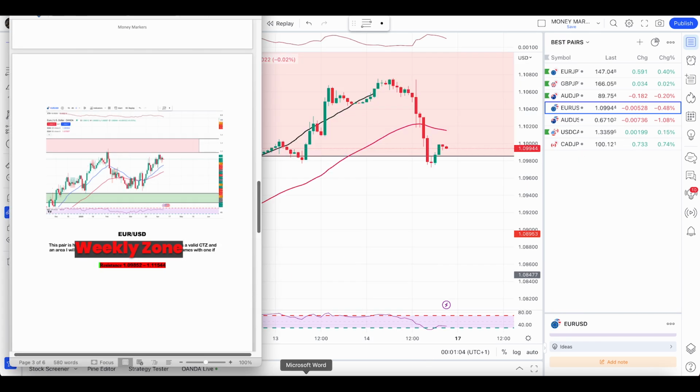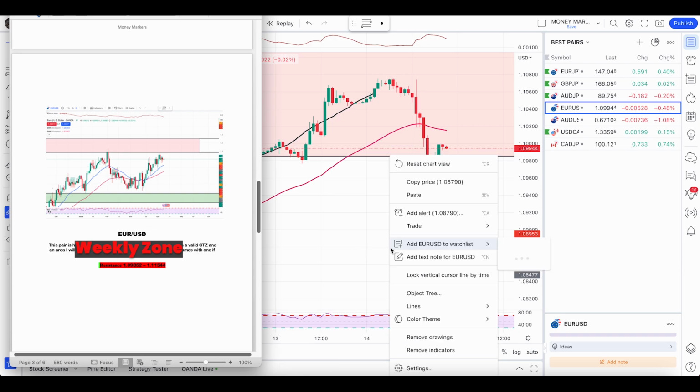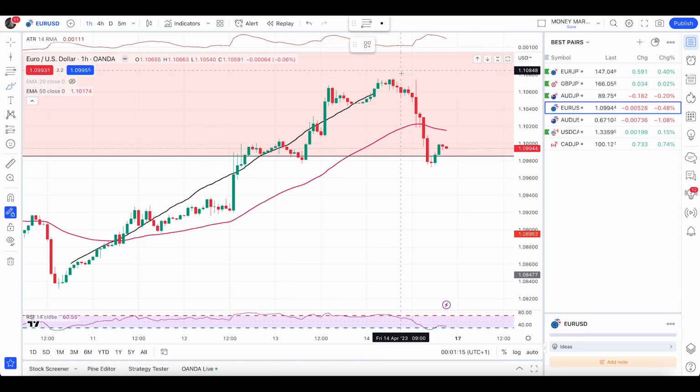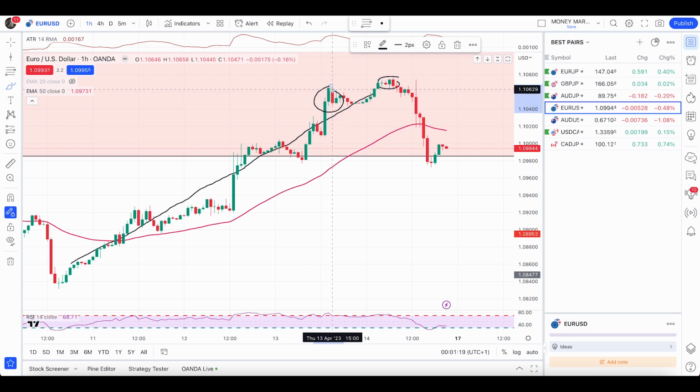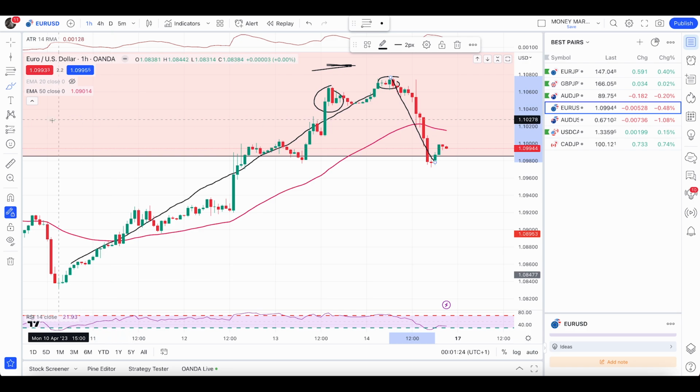Euro USD, and I've also sent this zone to the members that once we have a good condition, we are good to go short. And right here, once the price hit this zone, as you can see on the 1 hour time frame, we did have a nice bearish condition. We also had a nice bearish condition here that wouldn't have hit your stop loss. Stop loss would be somewhere here, and with that we had some nice push down.